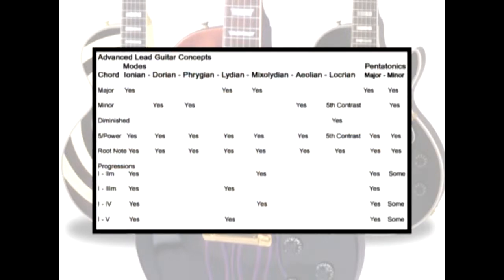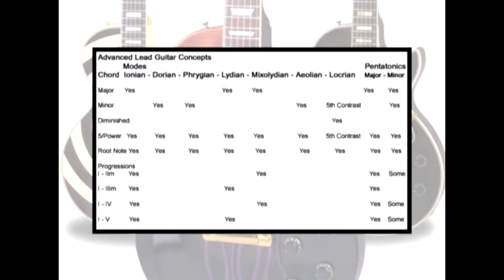If you look down the chart about halfway, you'll see some common chord progressions and some recommended scales and modes which can be played with these progressions. First, we see the 1 chord to 2 minor chord progression. To the right of the chords, you see the word yes in the Ionian and again in the Mixolydian mode columns. And all the way to the right under the pentatonic column, you see yes for the major pentatonic and some, which means sometimes, for the minor pentatonic.